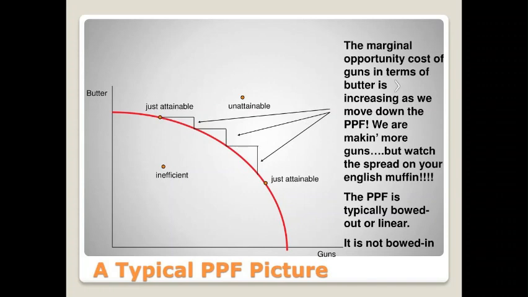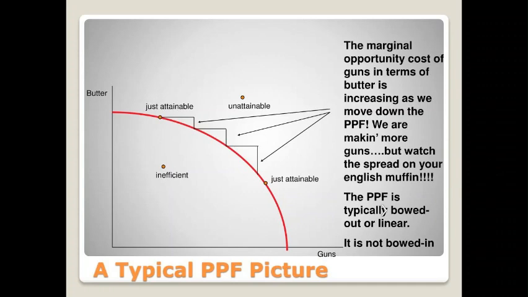The marginal opportunity cost of guns in terms of butter is increasing as we move down the production possibility frontier. As you could see, when we move down the production possibility frontier, there's a marginal increase in the amount of guns supplied. But in order for guns to be supplied at a greater quantity, there needs to be a deduction in the quantity of butter.